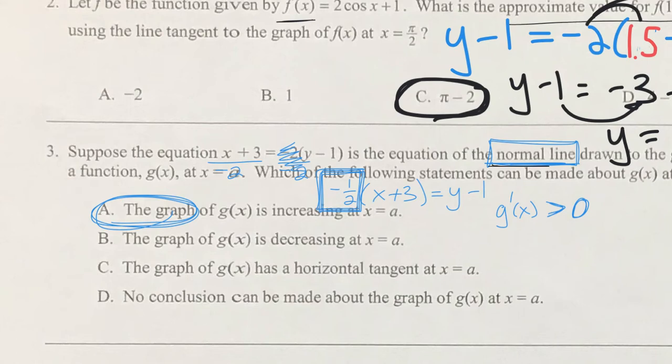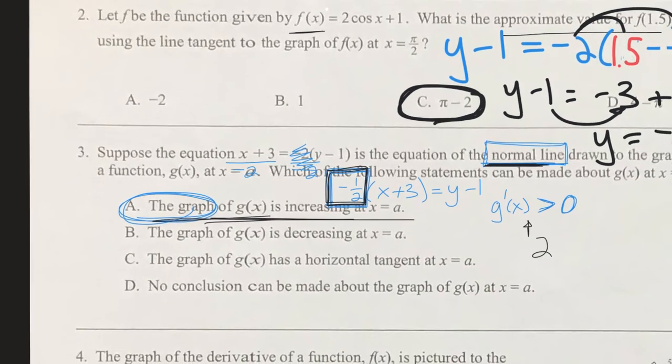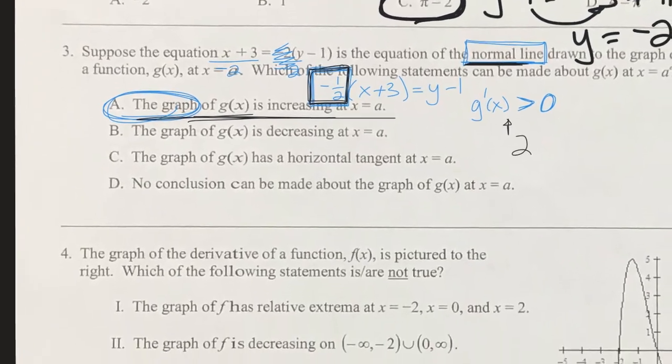This is the equation of the normal line, not the tangent line. So this -1/2 is the slope of the normal line. If we take the reciprocal, that's a +2. So a +2 slope means our graph is increasing. So be careful of what they give you and what they say, the words for your problem.